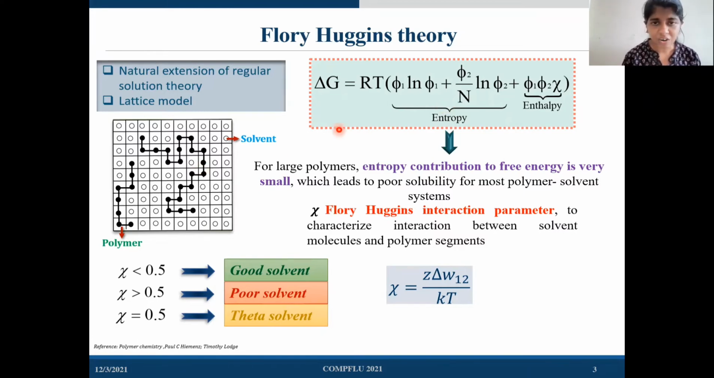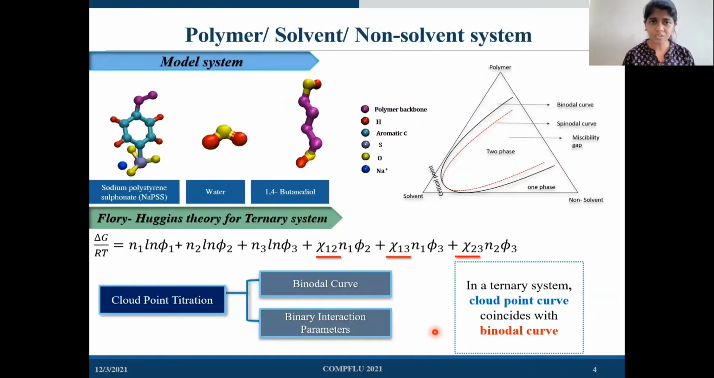Since polymers are very large molecules, the n value is very high, and often the entropy part is neglected, and more contribution comes from the enthalpy part. So in this study, we are focused on determining the Flory-Huggins interaction parameter, or chi parameter, in this enthalpy part, and the value of chi helps us determine the quality of a solvent as a good solvent, poor solvent, or a theta solvent. If the chi value is less than 0.5, we say that the polymer and solvent have a good interaction. So in this study, we are choosing a 3-component system consisting of polymer, solvent, and non-solvent.